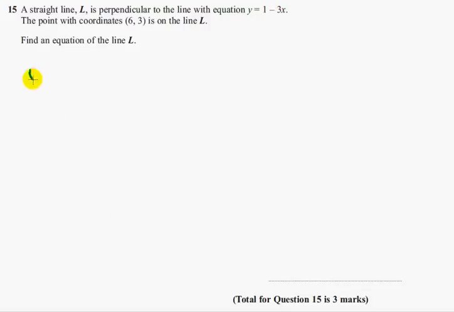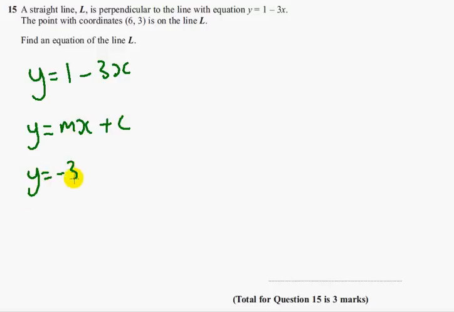So we've got the line y equals 1 minus 3x. Now I'm going to rewrite that in the form y equals mx plus c. So y equals minus 3x plus 1. So c is the y-intercept, so I know this line crosses at 1 on the y-axis, and it's minus 3 gradient, which means it's a line going that way. So the perpendicular line is 90 degrees to that, and it has to go through the coordinates 6, 3.